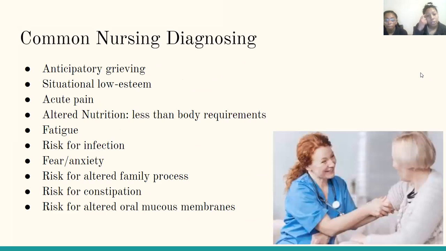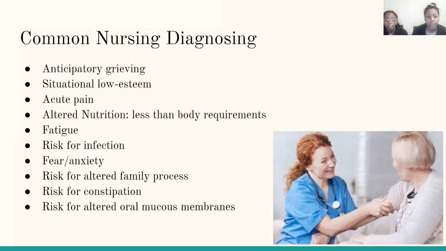So common nursing diagnoses, anticipatory grieving. Again, these patients are going through a difficult time, and they may be grieving the fact that they may have an amputated limb, or maybe grieving because they feel that they might pass soon. Also situational low self-esteem. These patients may need help with ADLs if they've had an amputation, or maybe they're not comfortable with their new self-image. So we want to make sure that we're providing care if they have low self-esteem.